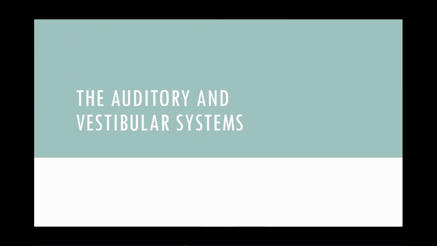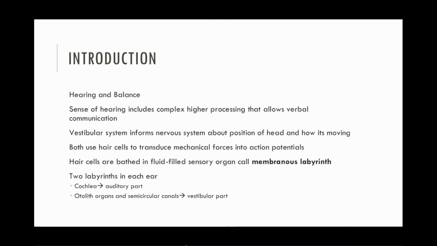Now we're going to move on to auditory and vestibular. So how do we hear and how do we balance ourselves? So hearing and balance, what cranial nerve deals with this one? 8. What is the? Vestibulocochlear. Vestibulo refers to what? Balance. Cochlear refers to the hearing. So they're both involved with balance and hearing.